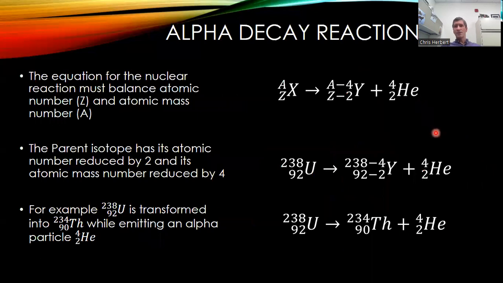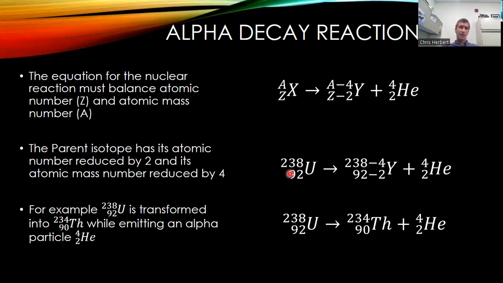In terms of the reaction, if we write the reaction, we would write it as element X, the parent, with some atomic number Z and atomic mass number A. Because we're giving off a helium nucleus, we would reduce the atomic mass number by 4 and reduce the atomic number by 2. Again, the helium nucleus, the alpha particle, is what breaks free.